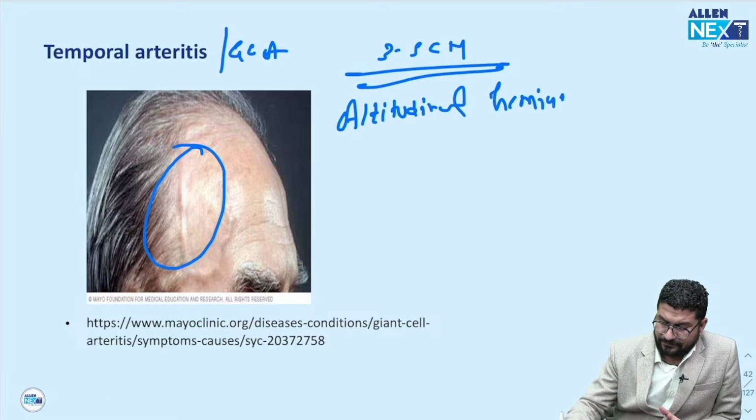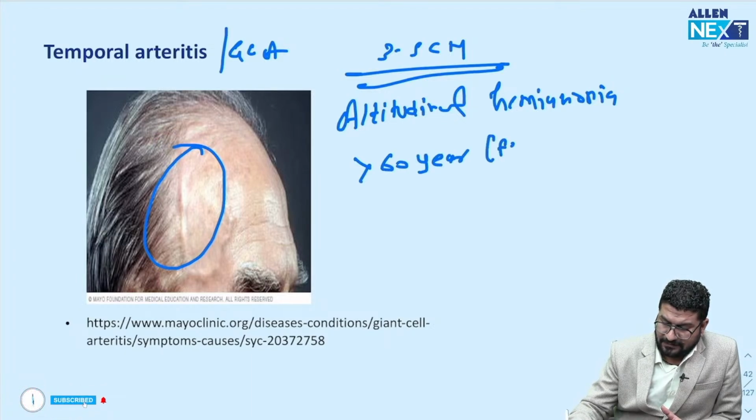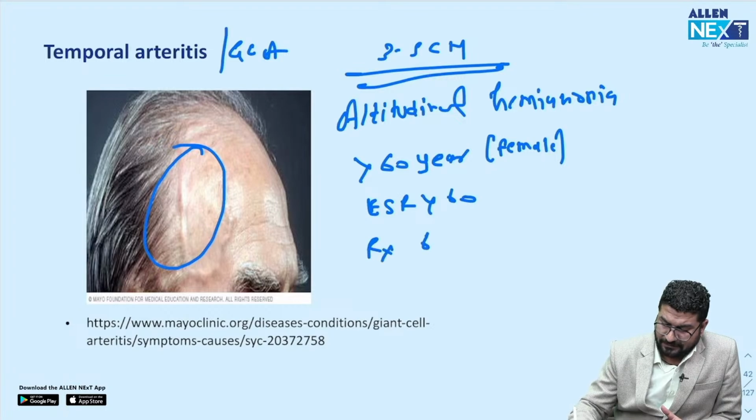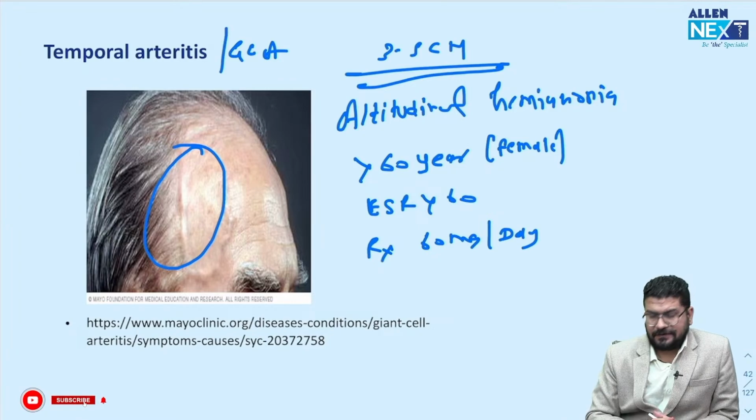Altitudinal hemianopia, and mostly it is seen in people above 60 years. So 60 years or more, that is generally a female. ESR is very high, ESR is more than 60, and treatment will be 60 milligram prednisolone per day. So it's called the rule of 60.